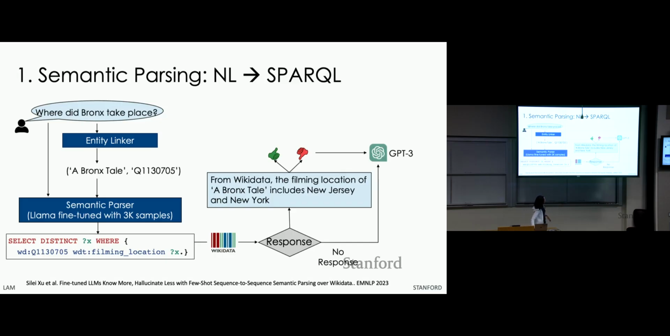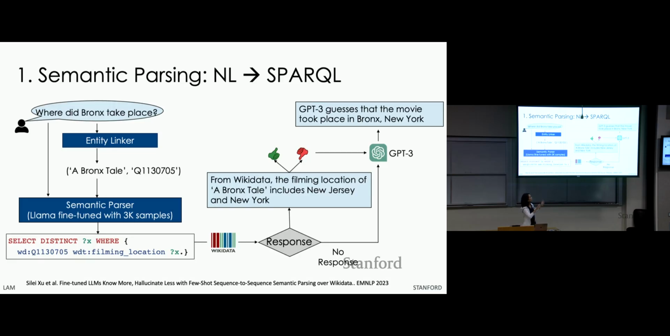And in the case that we don't have a response, this is an experiment that we have done: we ask GPT, maybe GPT knows. In this case, it turns out that when I say where did Bronx take place, it's ambiguous. It could be the story, it could be the filming location. But in this particular case, the user means to ask about where the story takes place. And the user says, no, I don't want this. At that point, an experiment that we did is that we just default to GPT, and then GPT guesses that the movie took place in Bronx, New York.